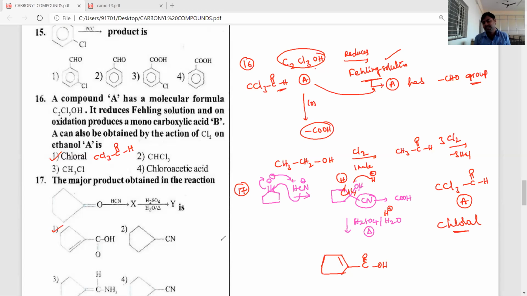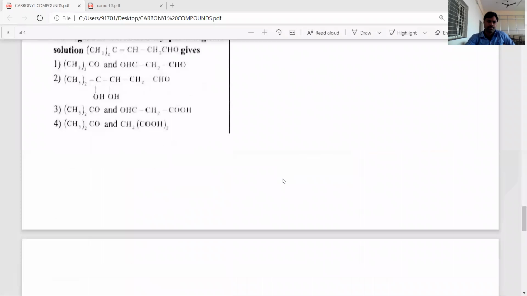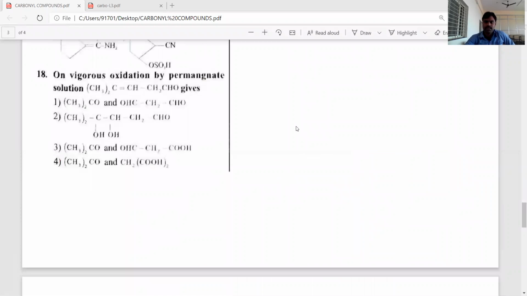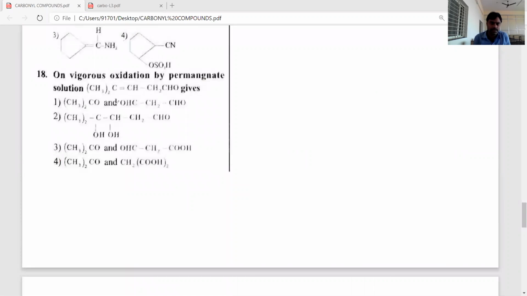First nucleophilic addition is taking place, and then hydrolysis in acidic medium upon heating. So due to that heating, the OH group is converted into a double bond and the CN group is converted into carboxylic acid. That is very, very important. Okay. Let's see the 18th question. On vigorous oxidation with potassium permanganate, what is the product they are asking?